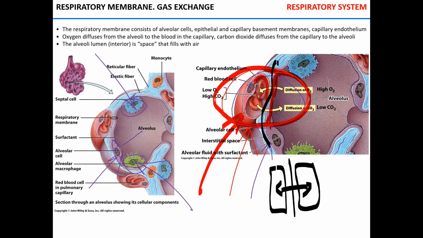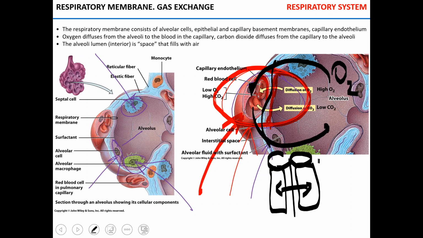So obviously the process that occurs in the respiratory membrane is the diffusion of oxygen from the alveoli into the blood and diffusion of CO2 from the blood to the alveoli. Quite obviously, in the systemic capillaries, it goes the other way around. Oxygen diffuses from the blood into the tissues. We're talking about systemic capillaries. We're talking about the tissues. The carbon dioxide diffuses from the tissues back into the blood.